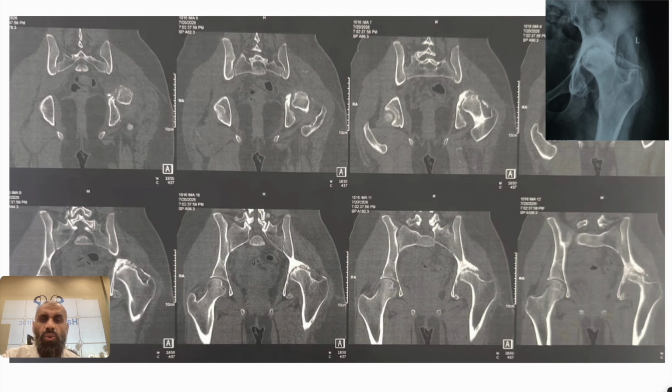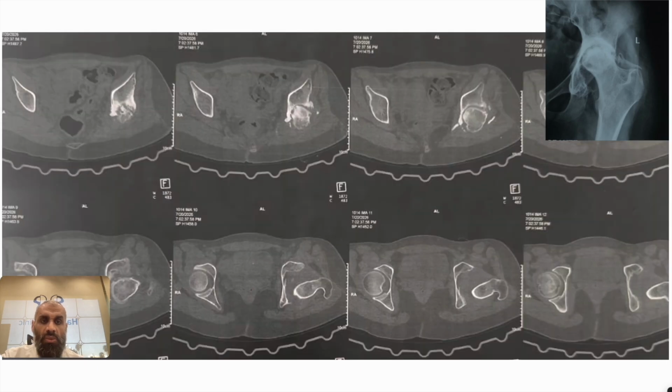The coronal view of the CT shows migration of the femoral head and loss of the medial part of the posterior column, and the axial cuts show the damage of the posterior wall and a major part of the posterior column.